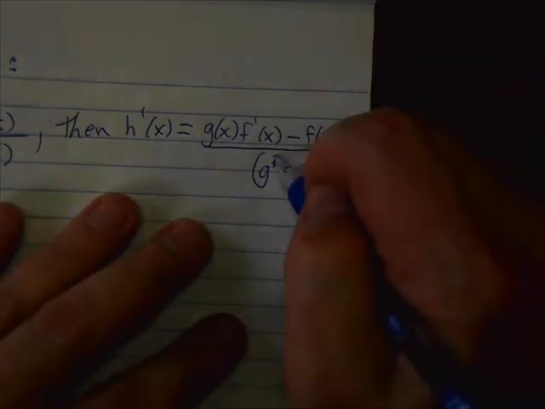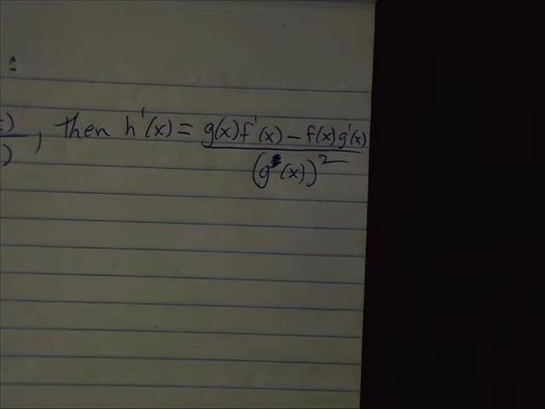No, I had made a mistake. I was putting my square there, and then I realized that was in the wrong spot. It's just the bottom, whole thing squared. It's just g of x.